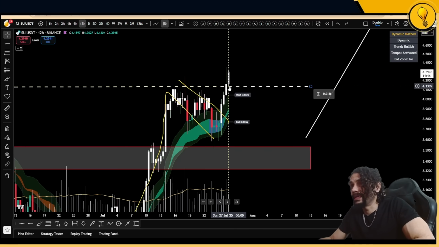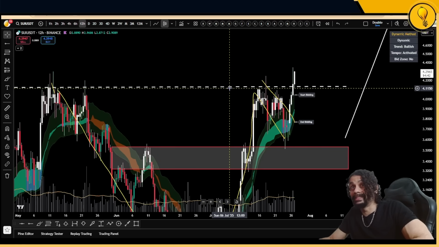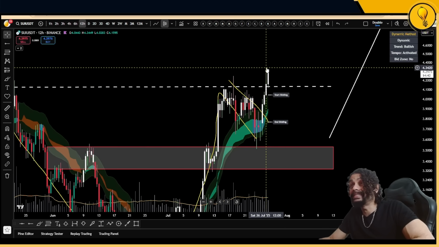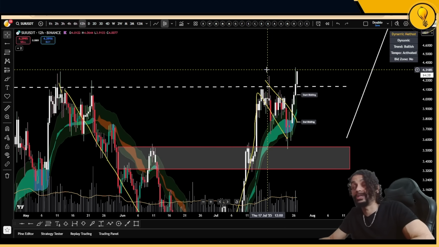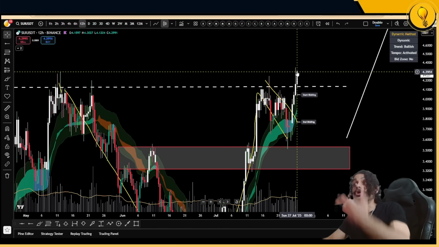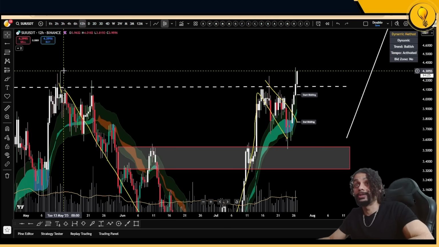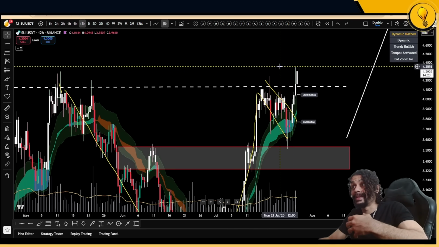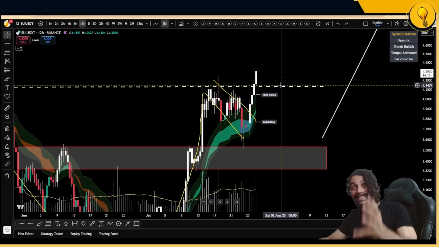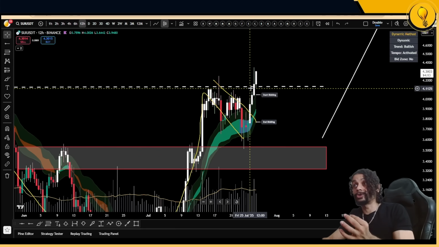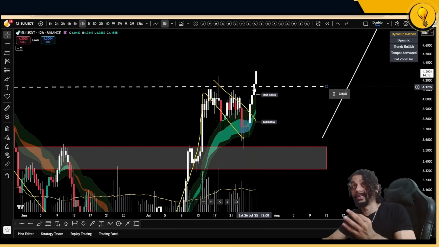Right over here, you can see that the 12-hour had a very nice break above this neckline, and you can see immediate continuation. In fact, this candle on the break took out these highs over here as well, showing a lot of strength. Now you can see the sell-off, right? But that sell-off closed above the neckline, giving us confidence that this may likely want to see continuation.